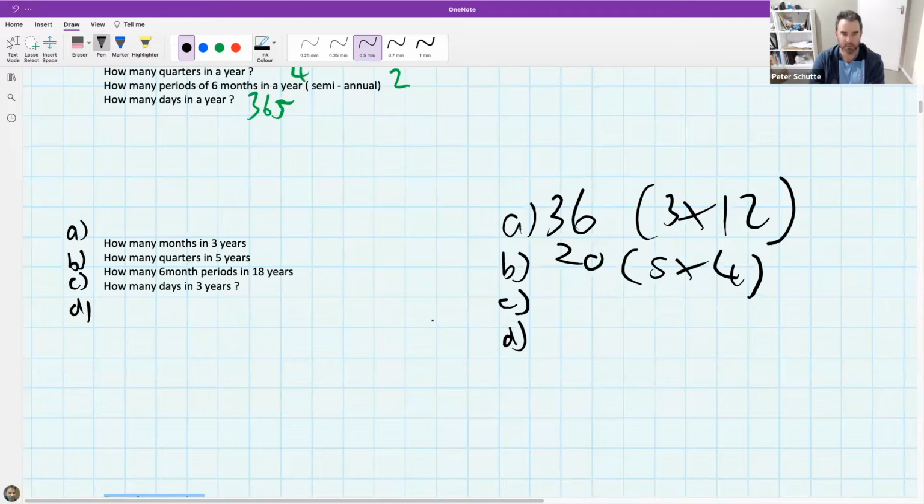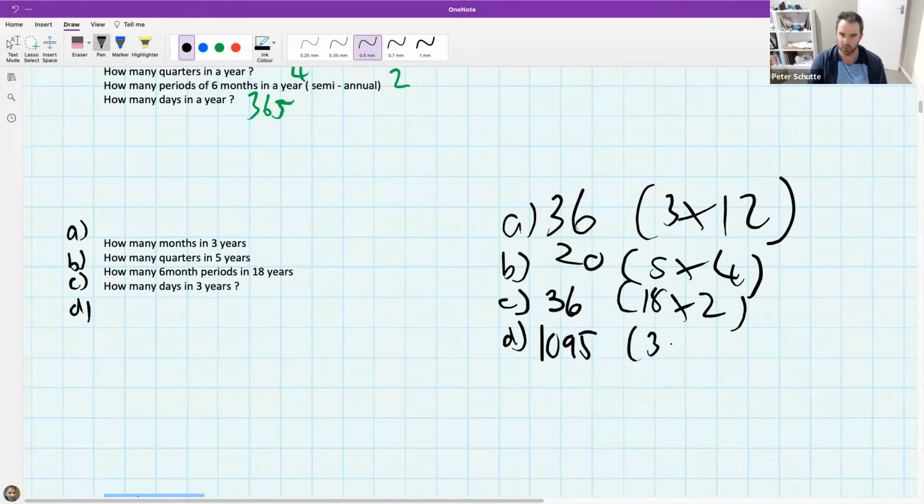So how many 6-month periods in 18 years? Well, there's 2 per year, so there's going to be 36. So 18 times 2. How many days in 3 years? Well, it's going to be 1,095, or 365 times 3.